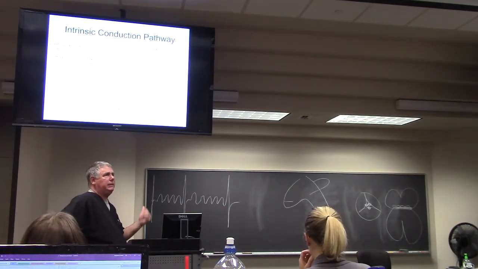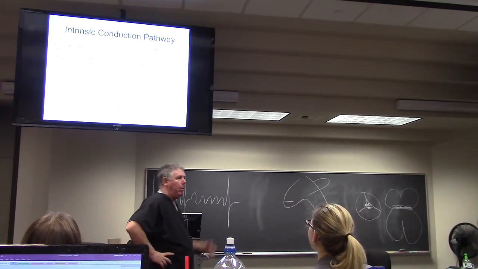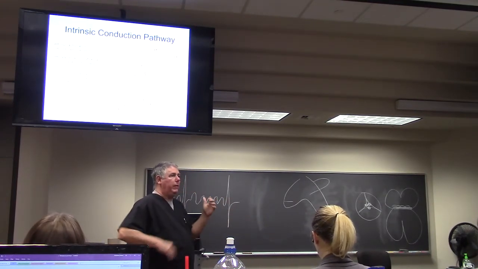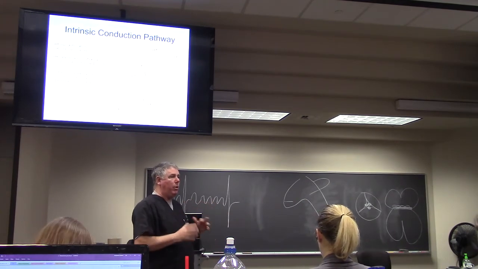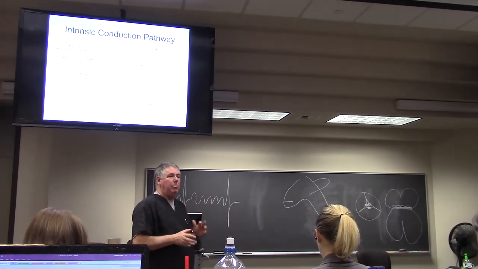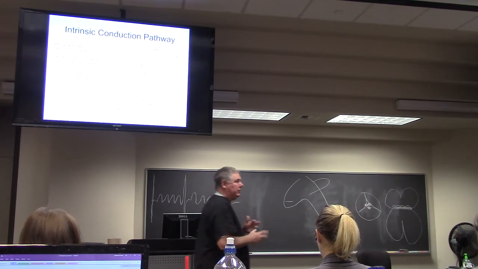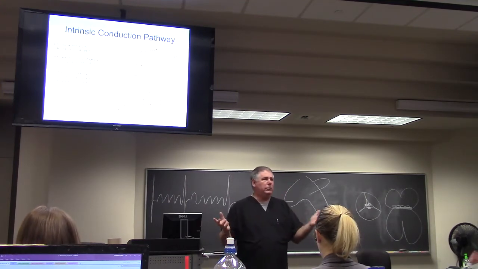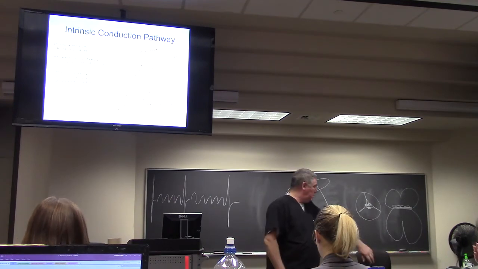Now, all sorts of things can go wrong here. You can have blocks of these bundle branches so that the impulse doesn't distribute appropriately. Some of these blocks can be developed because of ischemic changes of your heart. Some of these blocks develop just because of congenital anomaly.